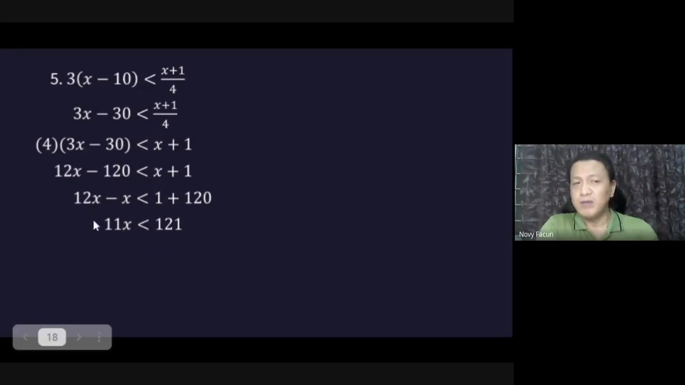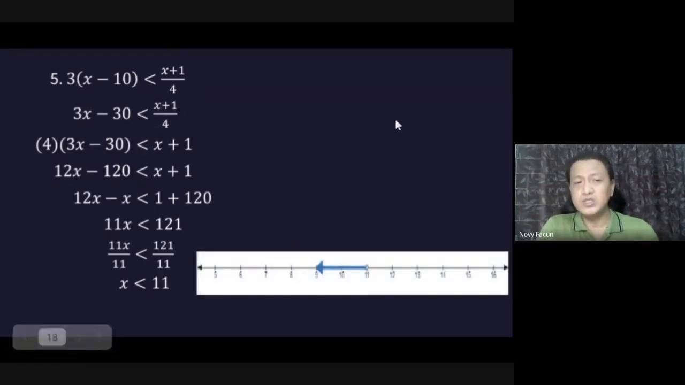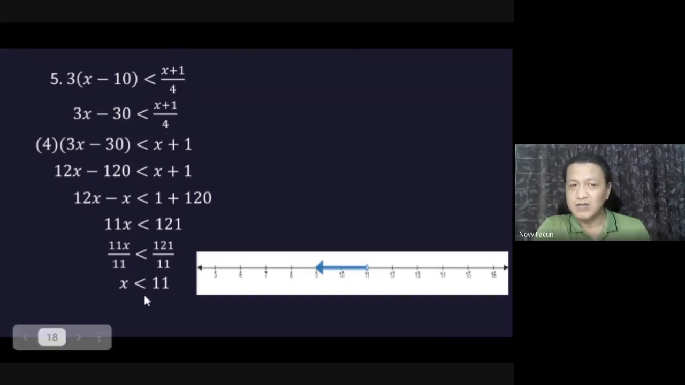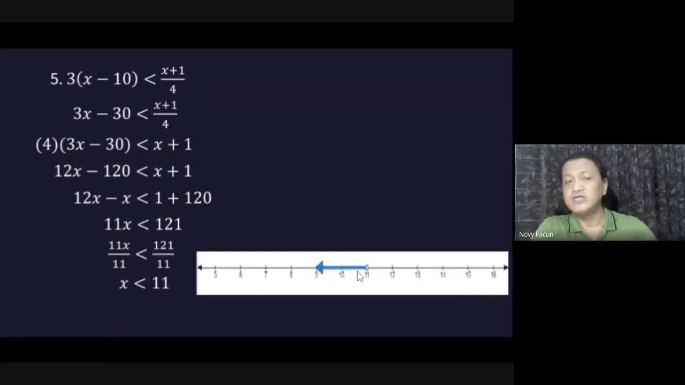Take note, you have to remove the numerical coefficient 11. Kaya you're going to divide both sides of the inequality by 11. Kaya cancel si 11. So therefore, x is less than 11. Meaning to say, our solution is x less than 11. Ibig sabihin, not included yung 11 dyan kasi wala siyang equal symbol sa baba. Kaya 10, 9, and so on and so forth. Okay, so yun yung mga possible values natin.